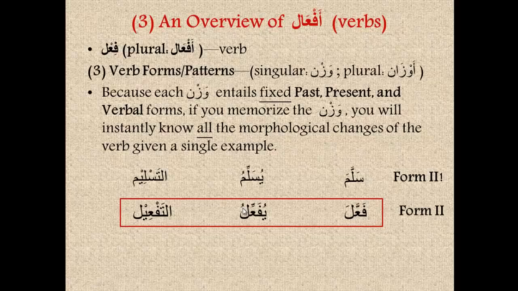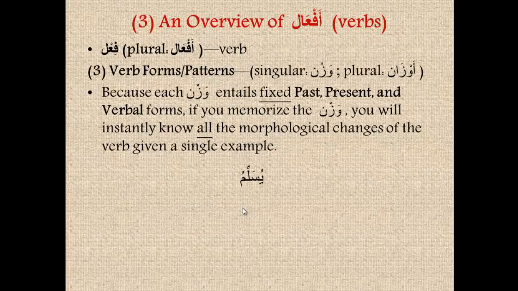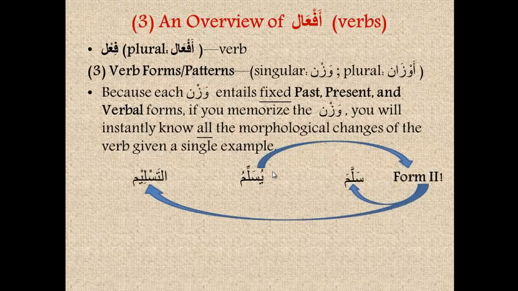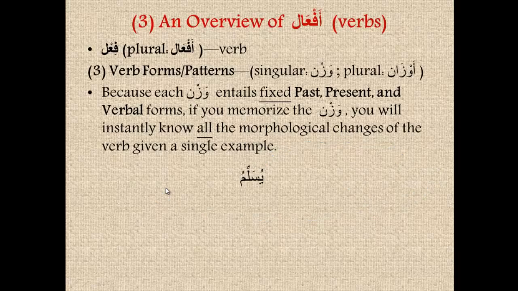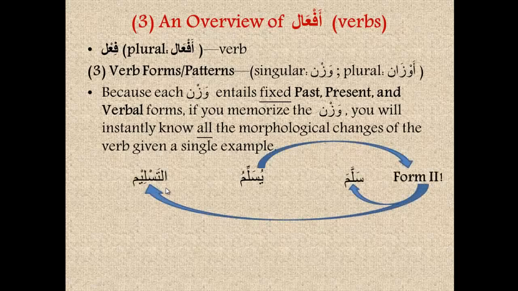In reality, it works much faster than that. If you've memorized your awzan, and if your memorization is very solid, it works literally in a second. So this is how I think. I see the word yusallimu, I know it's form 2, and I can predict sallama at-taslim instantaneously. It works literally this fast. Just like that. Takes less than a second. Yusallimu, I've identified as a form 2 verb, and from there I know the past tense and the masdar, the verbal noun form.